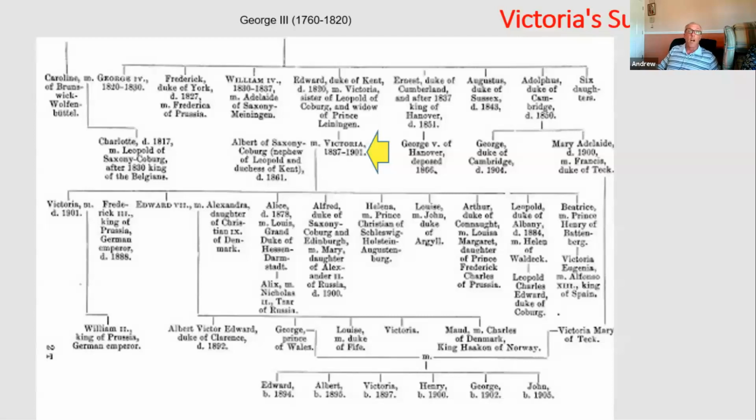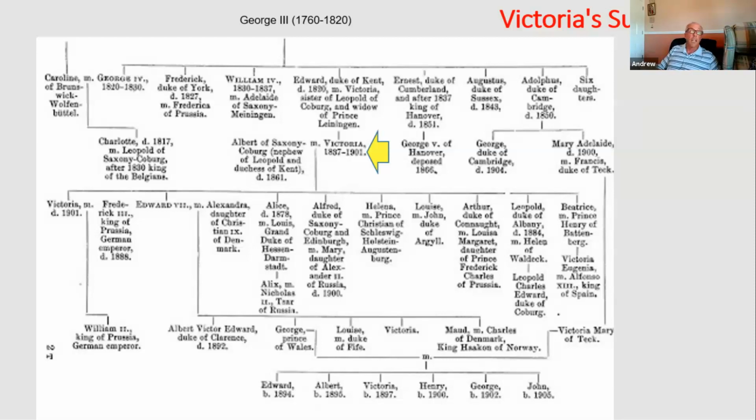There are, in fact, only two legitimate grandchildren. One is Victoria. She's the younger of the two. She's going to be born in 1819. And the other one is Charlotte. You can see her over on the left. She is born in 1817. She's going to die in childbirth.